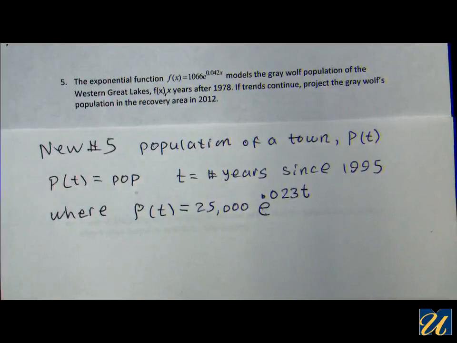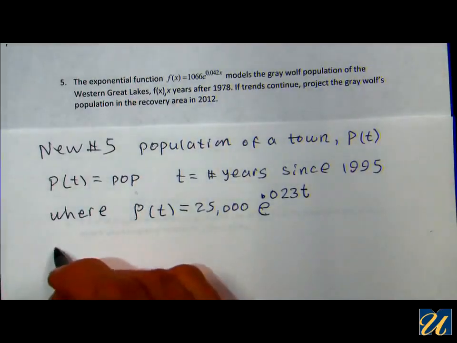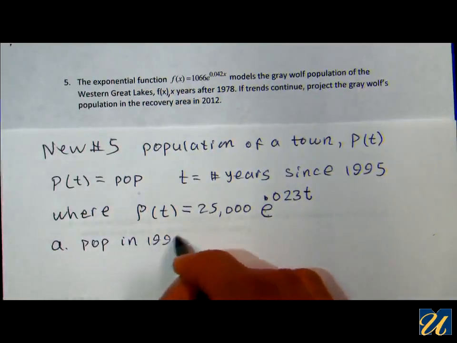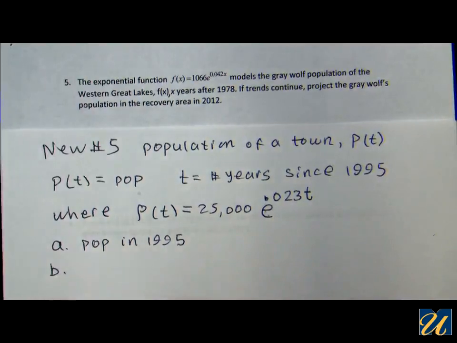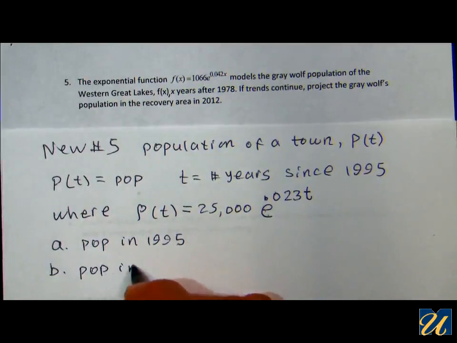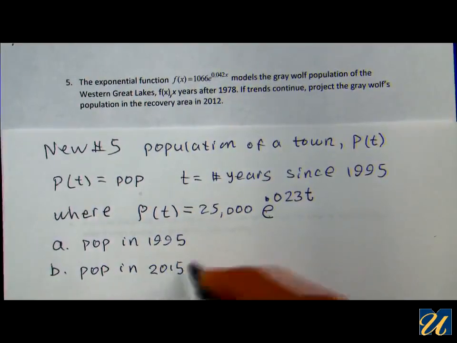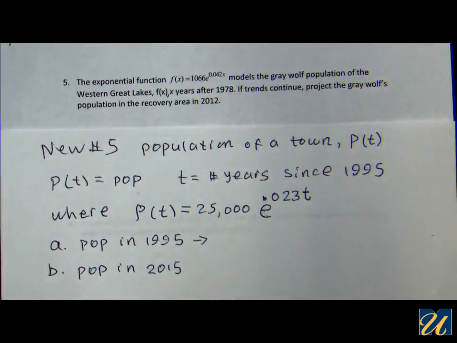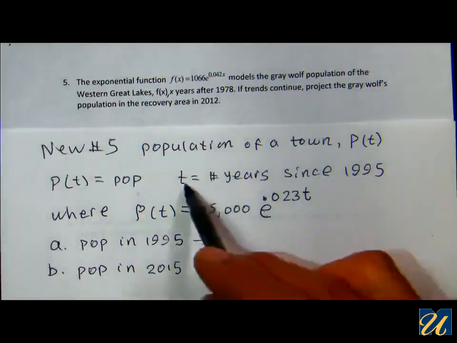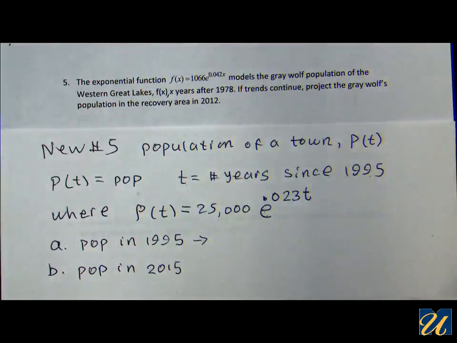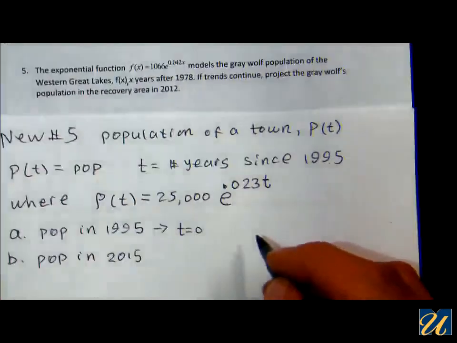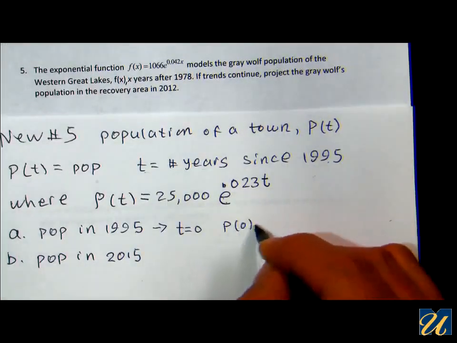So we can ask for, let's say, 2 questions. Find A, the population of the town in 1995, and then B, let's ask the question, population in 2015. Okay. In 1995, that represents the time at which the model begins to work. T measures the number of years since 1995. So 1995 means T is equal to 0.